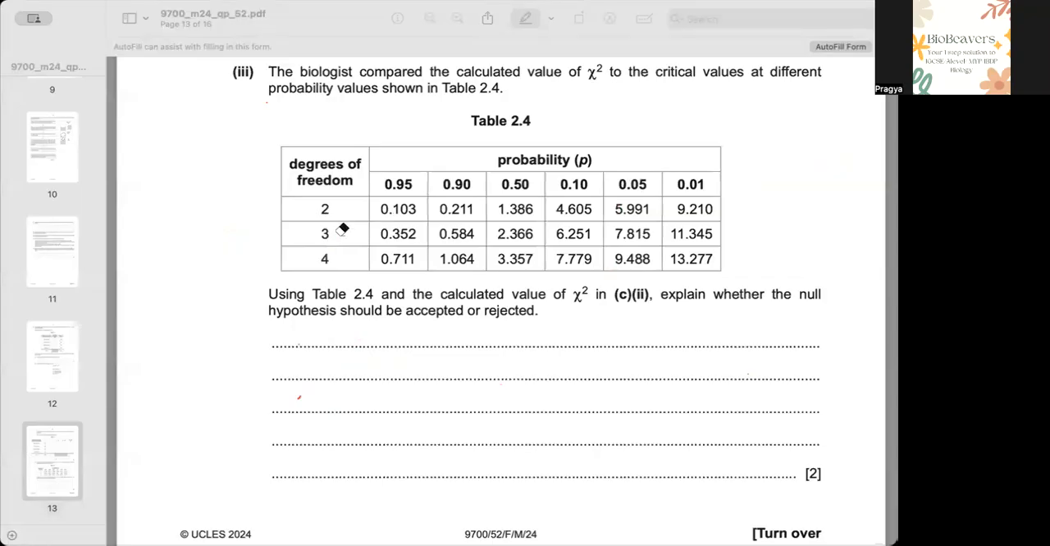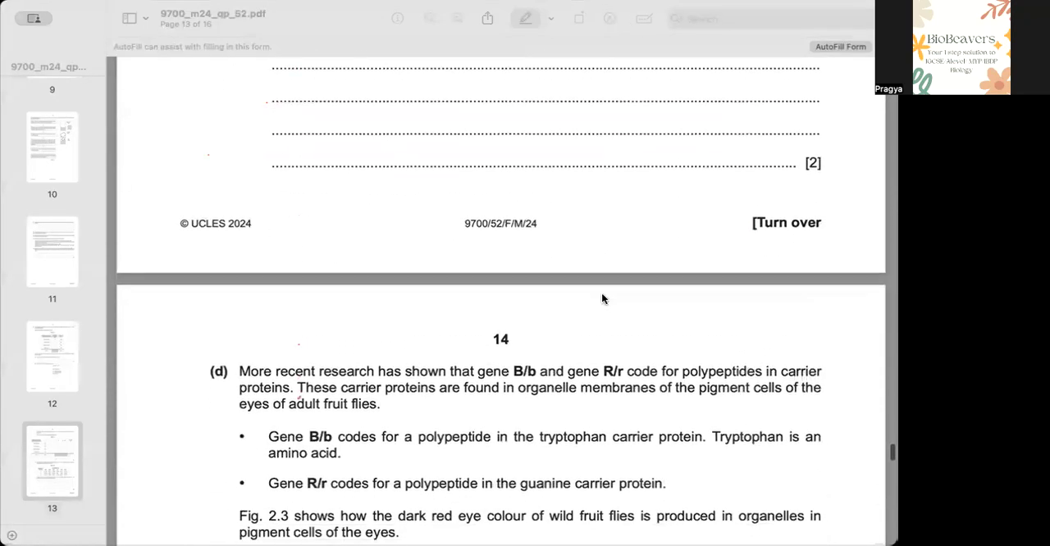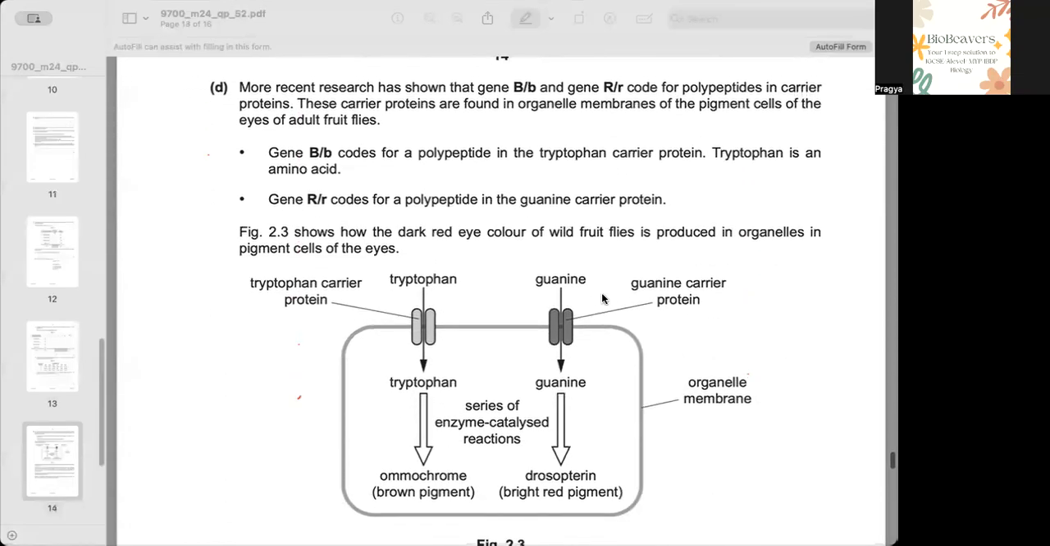So first thing is, pick up the degree of freedom, explain what probability value you have taken at 0.05, you looked at 7.815, and our value is much lesser than that. So obviously our result states that the null hypothesis has been accepted. Okay, so it's a 2 marker. We need 2 points right there.